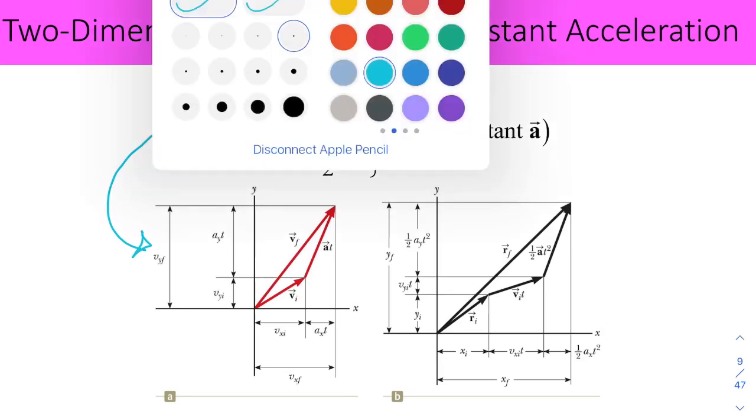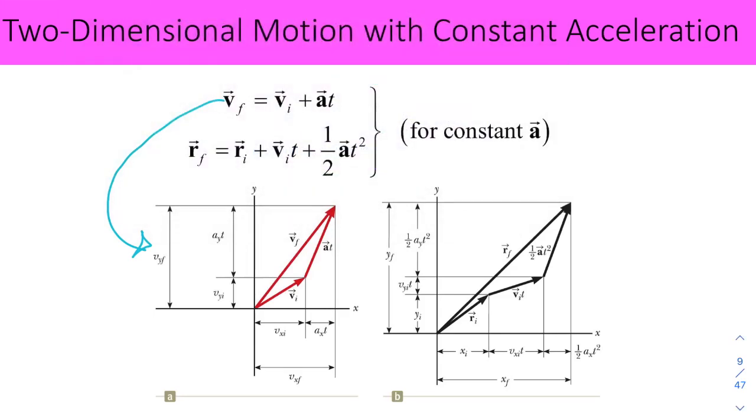Alright, for this one, r final equals r initial plus v initial t plus half a t squared can be interpreted or sketched in terms of this diagram. So what are we doing here? This is your r initial. Move to the v initial t, the second vector. Move to the third vector, half a t squared. So from the tail of the first vector to the tip of the last vector is your r final. So this is the meaning.